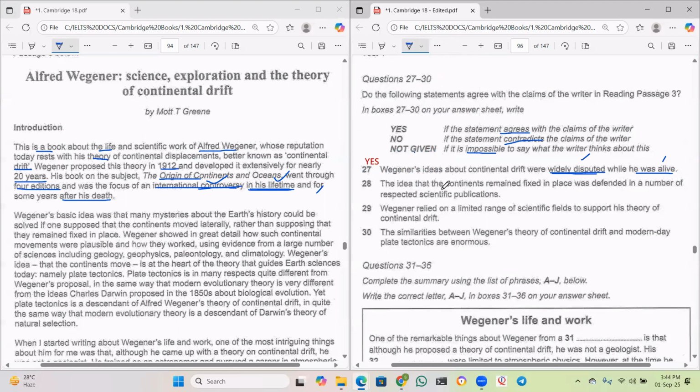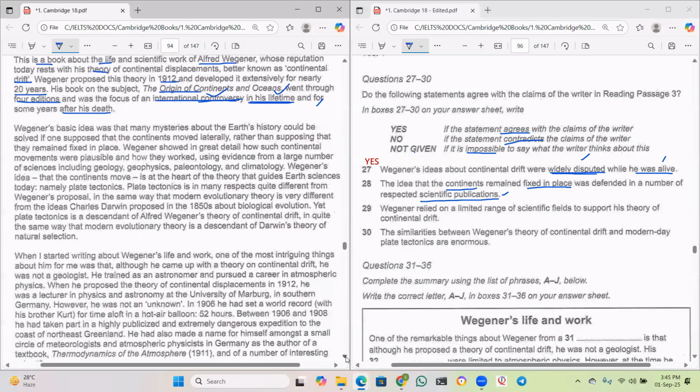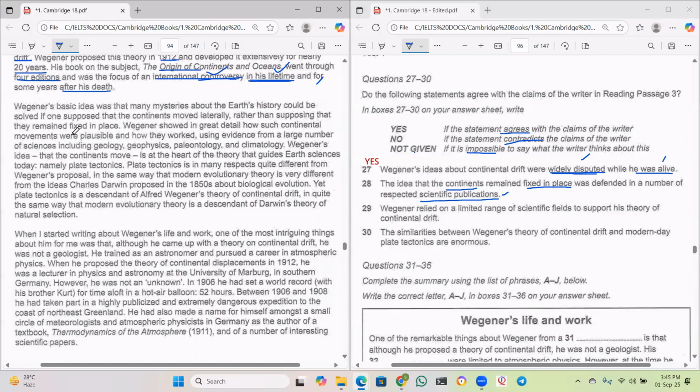The idea that the continents remained fixed in place was defended in a number of respected scientific publications. He's talking about some publications and continents. Let's read the next paragraph, we might find something there. Wegener's basic idea was that many mysteries about the Earth's history could be solved if one supposed that the continents moved laterally rather than supposing that they remained fixed in place. Fixed in place, we got one keyword here.